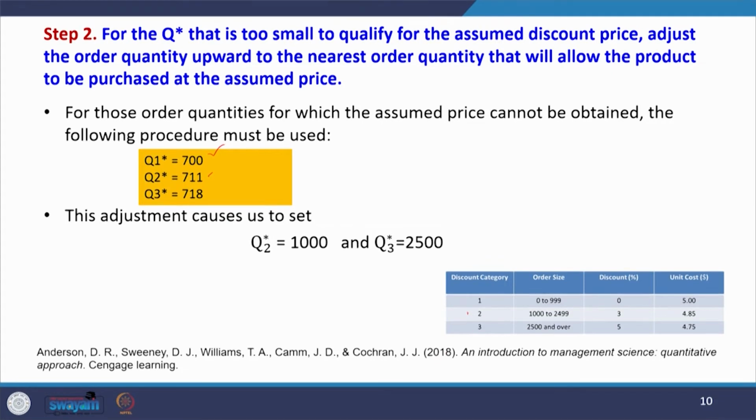So, what we have to do, this adjustment causes us to set Q2 star equal to 1000 units, Q3 star is 2500 units. So, what we are going to do in step 3, if Q1 star is 700 units, if Q2 star is 1000 units, if Q3 star is 2500 units, we are going to find out the total cost. So, whichever is the minimum, that quantity needs to be ordered.